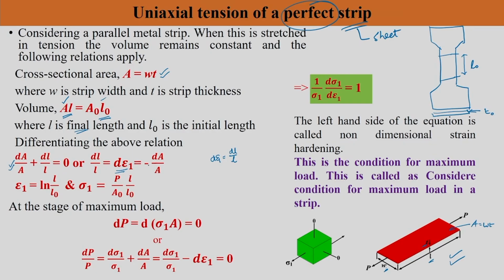So you are going to have a minus here. So d epsilon 1 is equal to minus dA by A, which is equal to dl by L. Okay, so now from this you can get epsilon 1 as ln of L by L naught. This is the original definition of the principal strain epsilon 1: ln of L by L naught, the new length divided by the original gauge length.